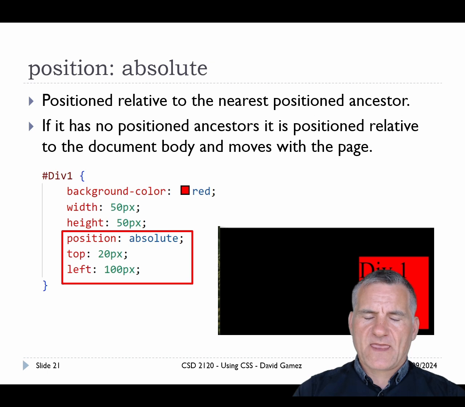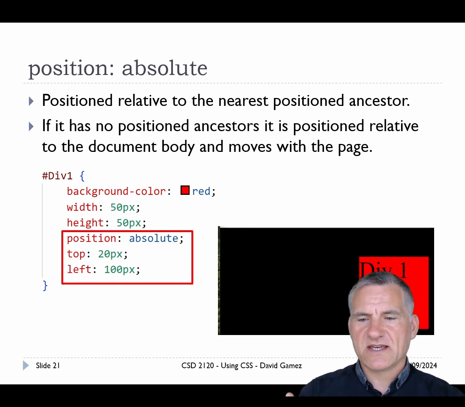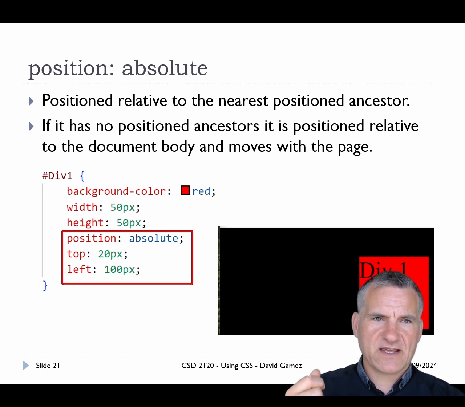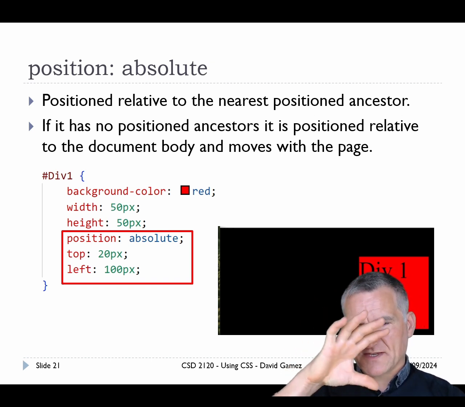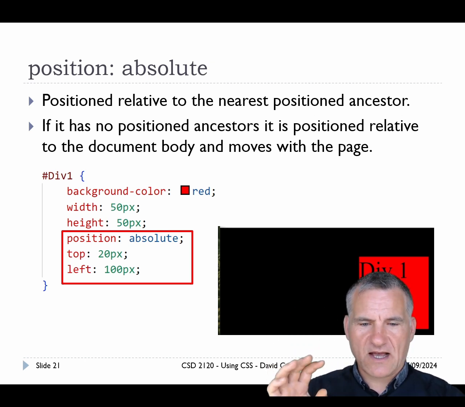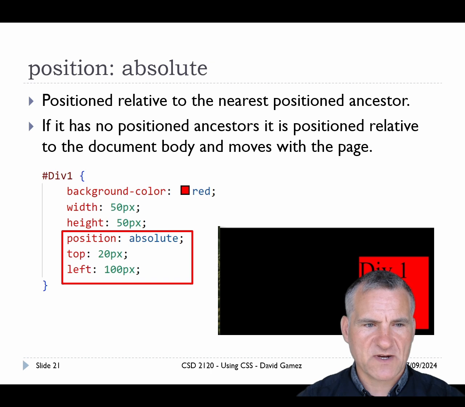Position absolute is a bit similar to position relative, except it's relative to the nearest positioned ancestor. If it's in something else that's positioned, then the position will be relative to that thing. If there isn't one, it's relative to the whole document, so you can basically put it anywhere on the page using top, left, bottom, or right, yeah?